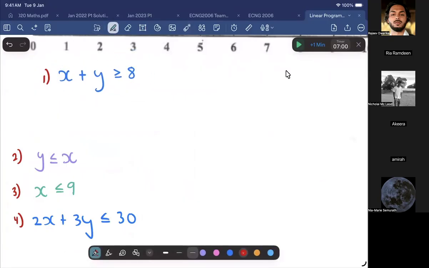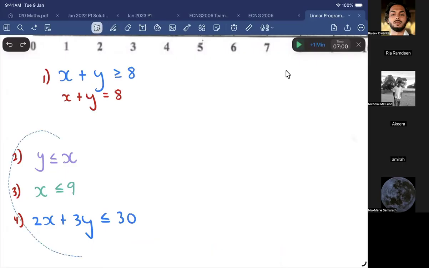But if you recall, guys, your first step is to remove the inequality and put it equal. So we're going to say x plus y is equal to 8. When we shade the region, that'll determine if it's more than or less than. But for now, forget about the inequality sign. So we have x plus y is equal to 8.